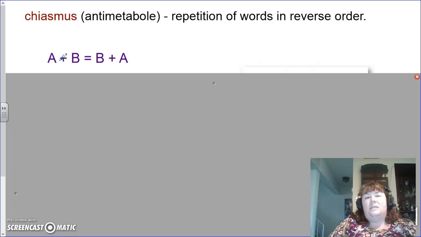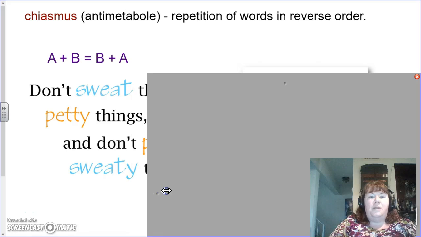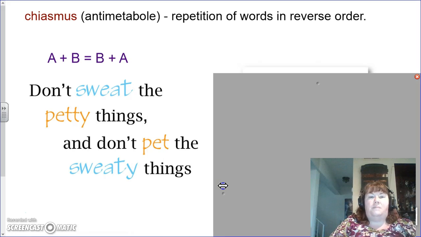So in a sentence, we start with an A, and we keep going along, and then we have a B, and then usually we have a punctuation mark, like a comma or a semicolon or a colon, and then we reverse the order. So then we go B plus A. Okay, now you're probably really confused, but let me show you the first example.